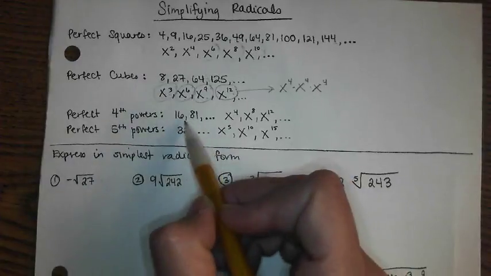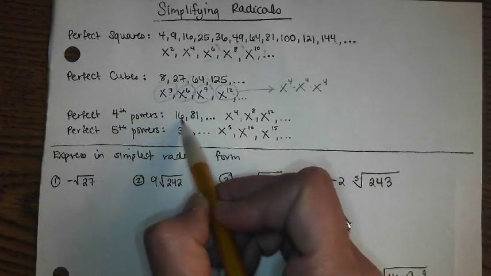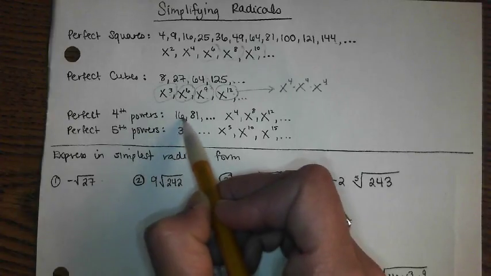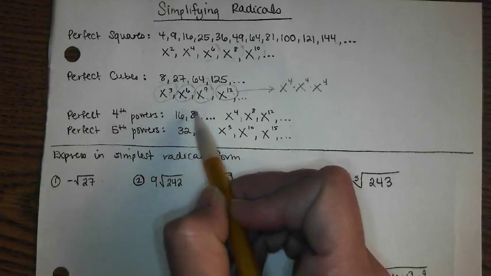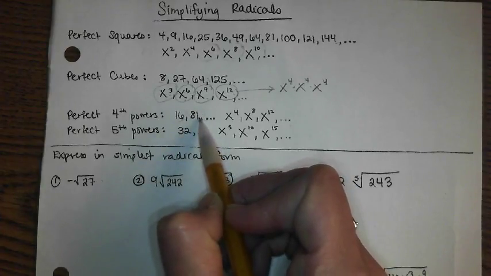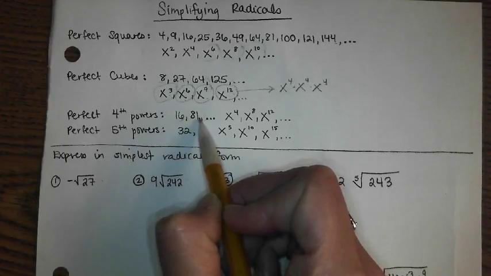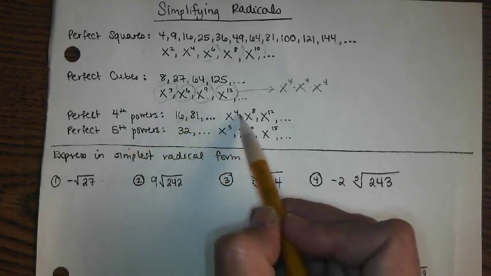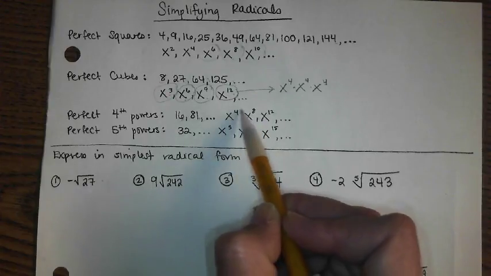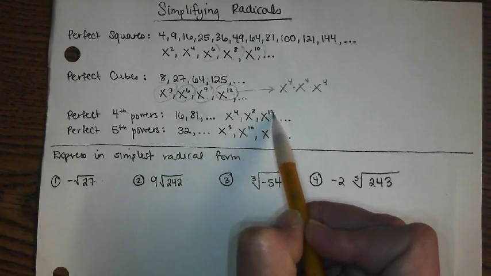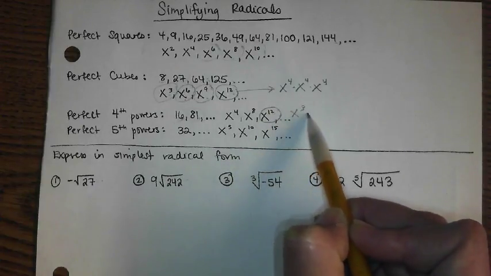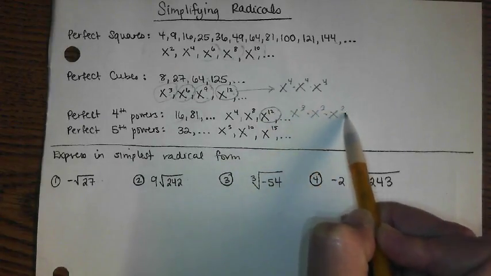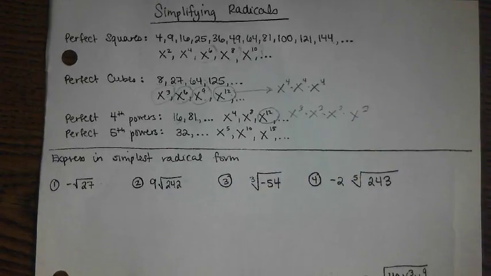4th powers, the list gets even shorter. As far as numbers are concerned, this is 2 to the 4th power, so 16 has a 4th root of 2. This is 3 times 3 times 3 times 3, so the 4th root of 81 is 3. After that, it just gets too big. 4th powers have exponents that are multiples of 4, right? So this has a 4th root of x to the 3rd, because x to the 3rd times x to the 3rd times x to the 3rd times x to the 3rd gives us x to the 12th. Do we follow?